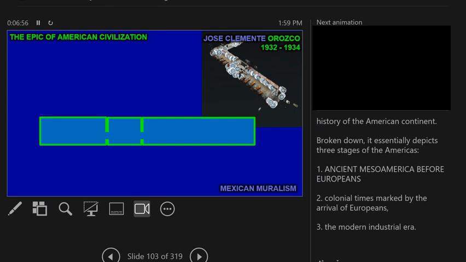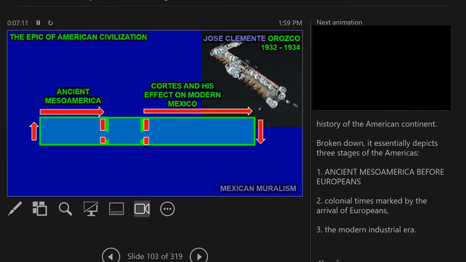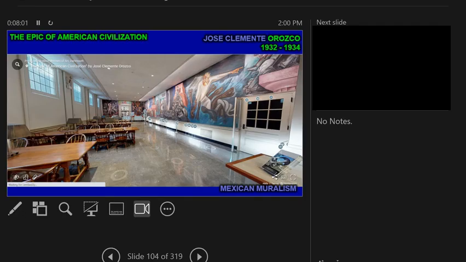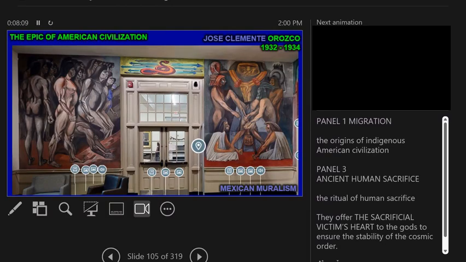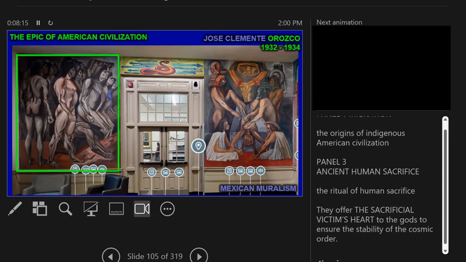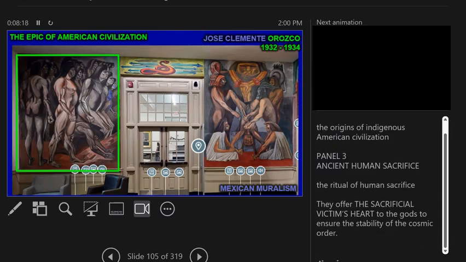In this room right here, we have ancient Mesoamerica. And in this room right here, he has Cortez and his effect on modern Mexico. And the room in the middle is modern industrial Mexico. And these are what the rooms look like with the murals. So this is the mural on the ancient side, and we'll take a closer look. In the first panel here on the left, that's called the migration. This is the origins of the indigenous American civilization. And on the right, we have human sacrifice by the Aztecs.